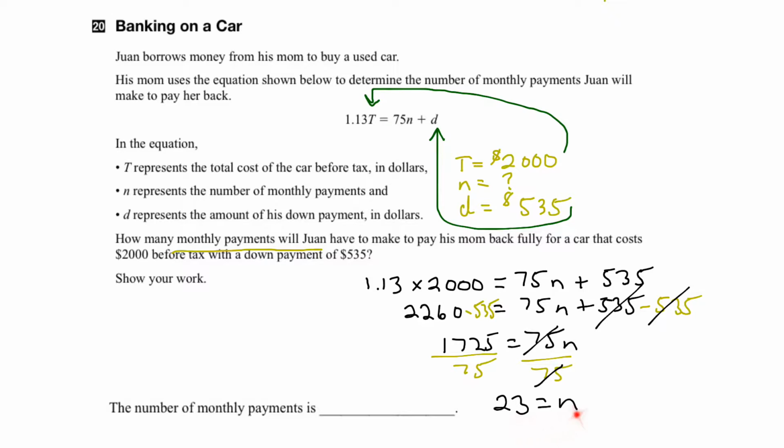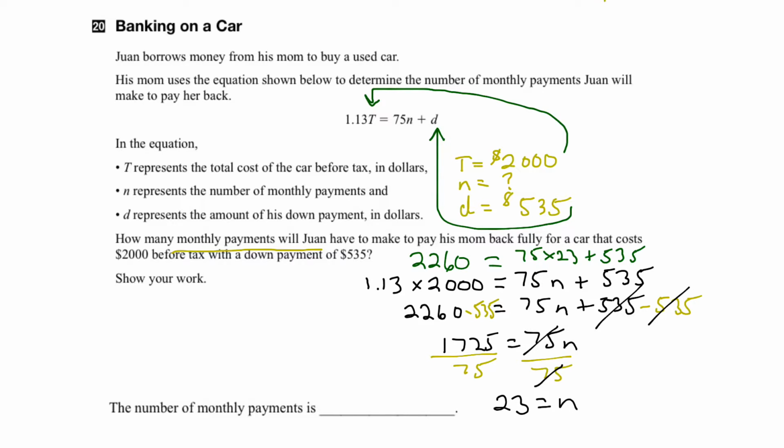But before we write this value in, let's verify that we've got the right answer. I'm going to come back to this part of the equation right here, and we know that 1.13 times 2,000 is 2,260. Well, let's now sub 23 in for N here, multiply by 75, add 535, and see if we get 2,260. So we would get 75 times 23 plus 535. Let's see what that works out to be.